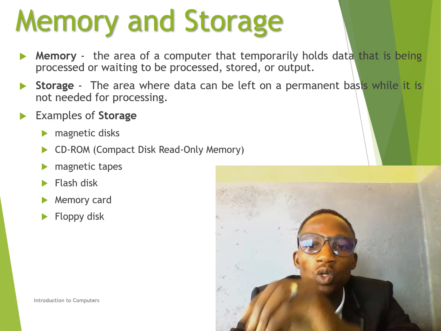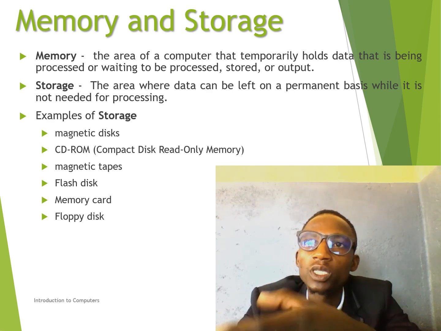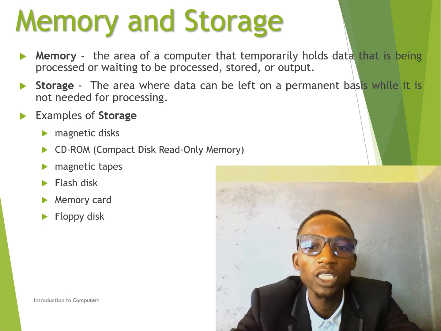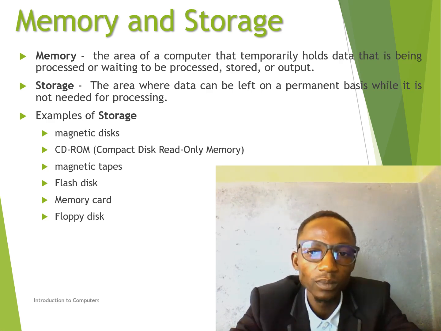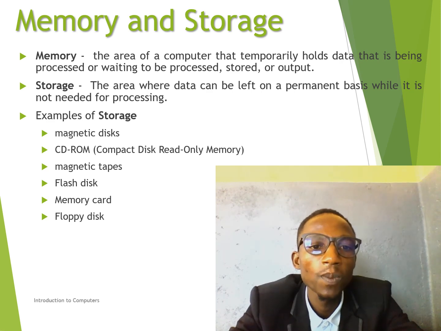This memory stores data temporarily. For example, we've got memories like random access memory, which can just store data temporarily while the computer is running, waiting for the processor to process them so that it can be produced in the form of what? Output. So we'll look into these examples of memories. As of now, let's go to storage.